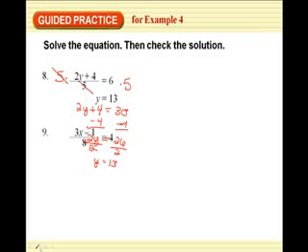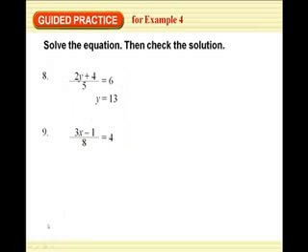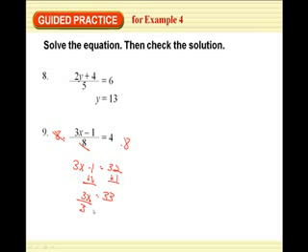Let me erase here. So again, times by 8, get rid of that fraction. So I get 3x minus 1 equals 32. Add 1 to this side, add 1 to this side. 3x equals 33. Divide by 3. X equals 11. And it does. Okay? So they got one more here.